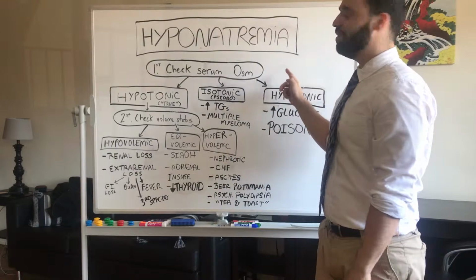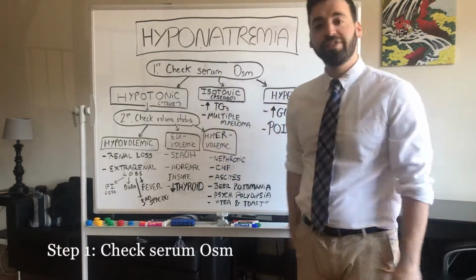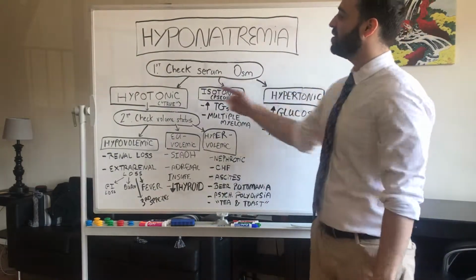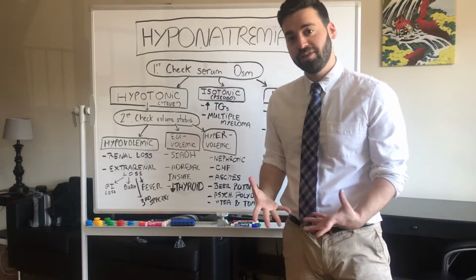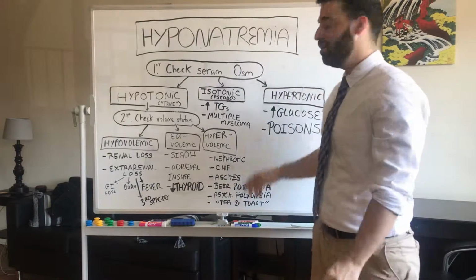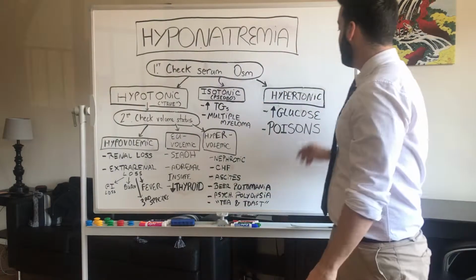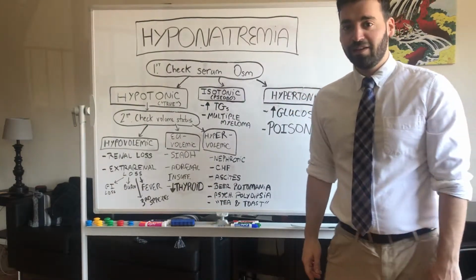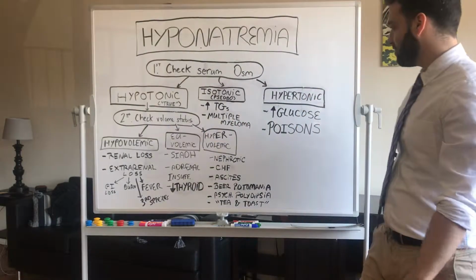So the first step in evaluating the cause of hyponatremia is to check serum osms, or serum osmolality. This will divide your hyponatremia into three different types: hypotonic, where the serum solute levels are low; isotonic, or pseudohyponatremia, where the serum osmolality is normal; or hypertonic hyponatremia, where the serum osmolality is high. There's too many osmoles, too many solutes in the serum.